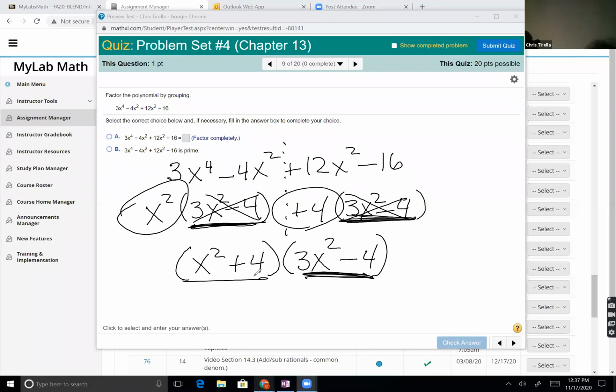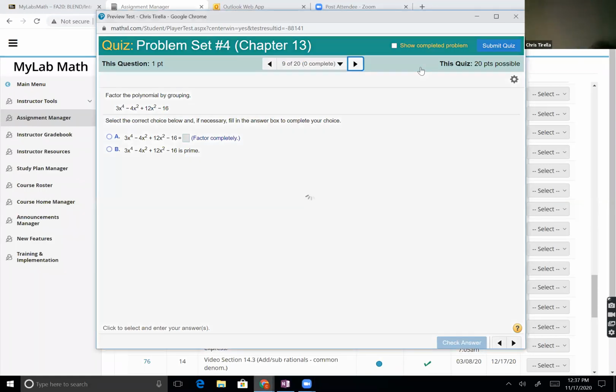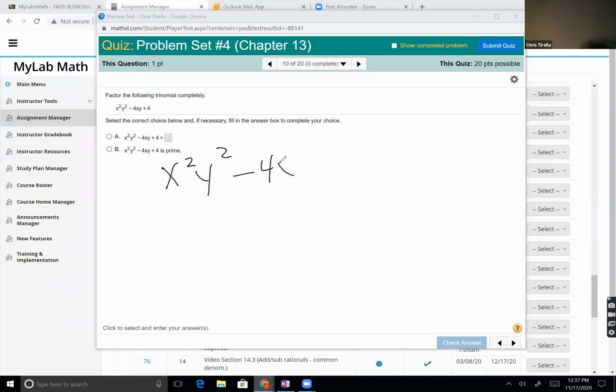Then next, we have x squared y squared minus 4xy plus 4. Now this one, I don't see anything in common all the way across the board. Do you guys?